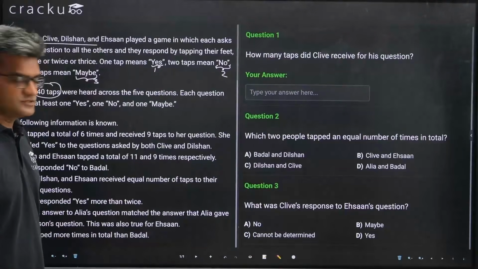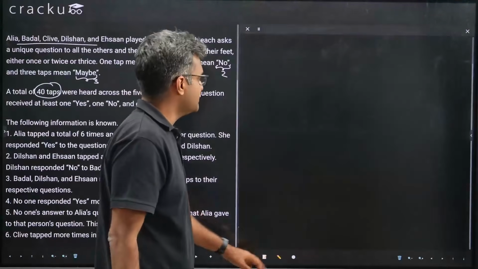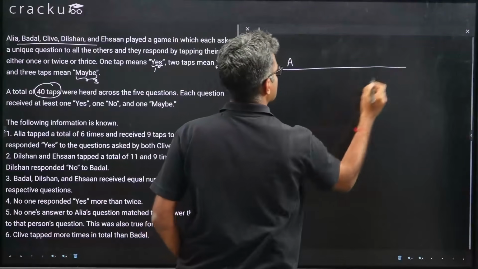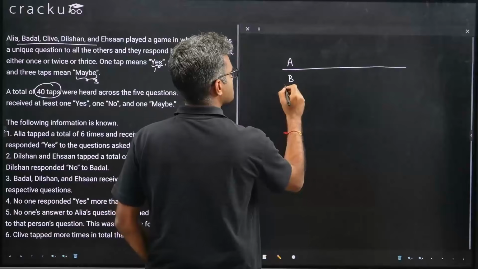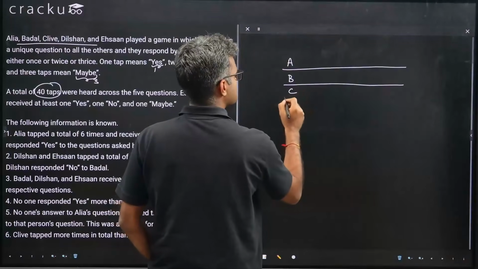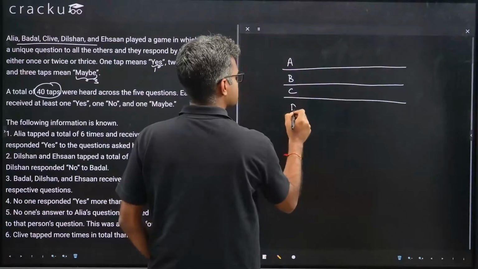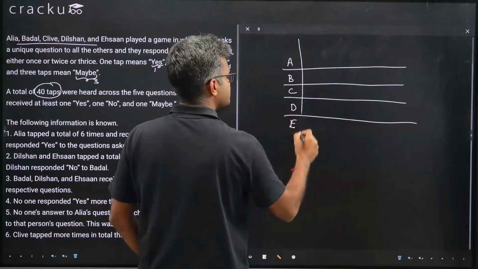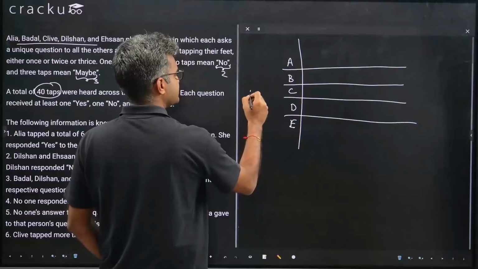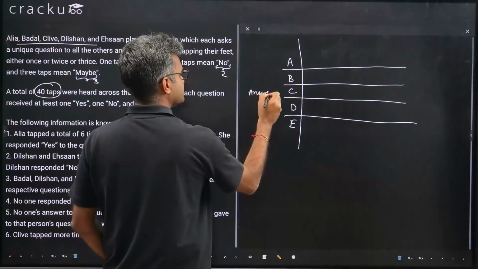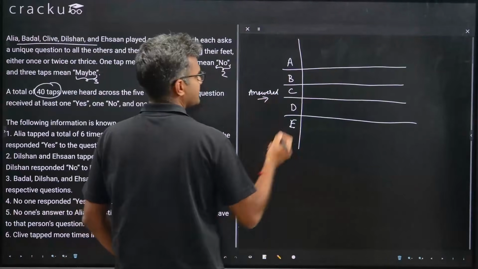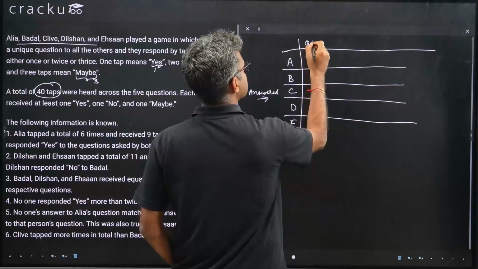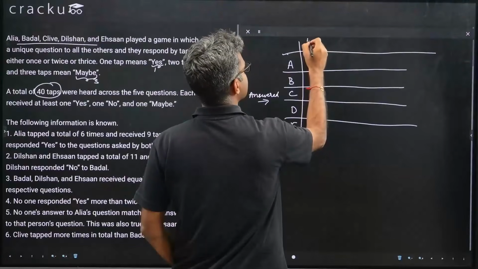or maybe. So let us first draw a table. This will be A, this is B, this is C, this is D, and this is E. Similarly, these are the questions asked. This is basically questions answered. We are writing like this. And what are questions were asked, we will write over here as columns. This is the first question. This is asked by A.